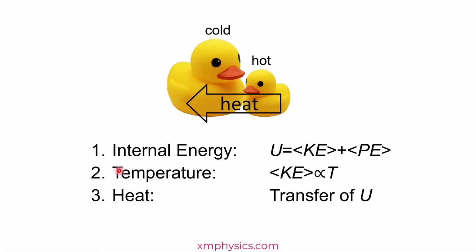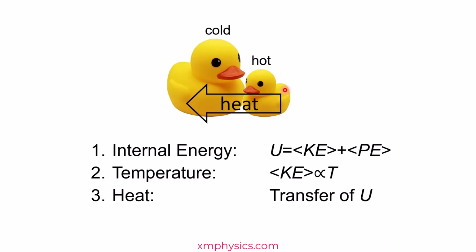Okay, so now why don't you see whether you can differentiate between these three quantities? The internal energy is just a summation of all the KE and PE of individual atoms in the body, and temperature is the average KE of all those atoms or molecules, and heat is the transfer of internal energy from high to low temperature. So notice heat is not the same as internal energy.